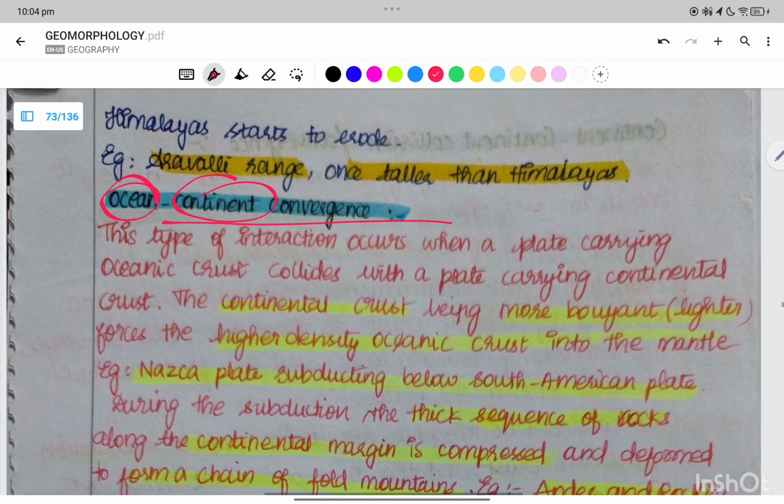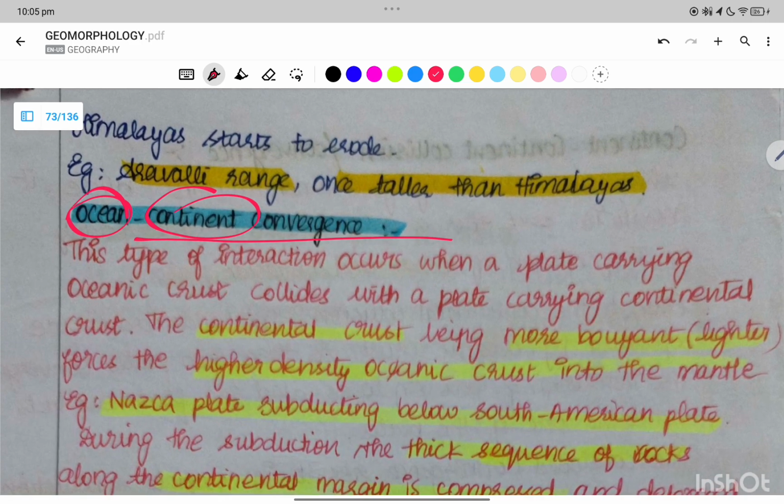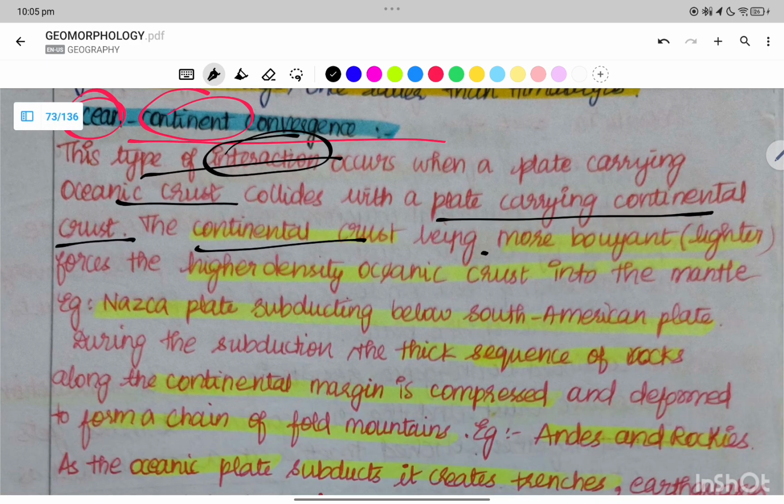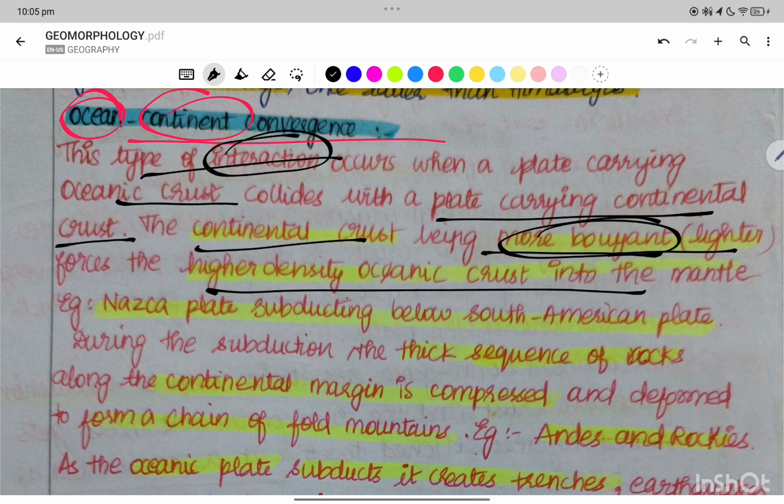When an ocean and a continent converge, this type of interaction occurs when a plate is carrying oceanic crust. The oceanic crust is going to collide with the plate carrying the continental crust. The continental crust, being more buoyant, that is lighter, forces the denser oceanic crust into the mantle. It goes into the mantle.